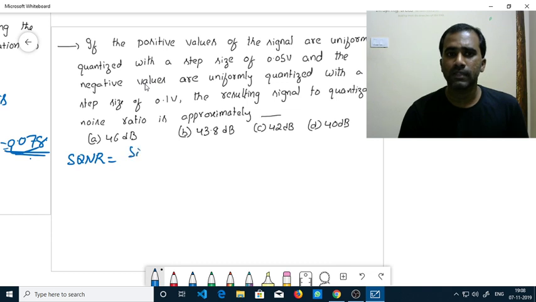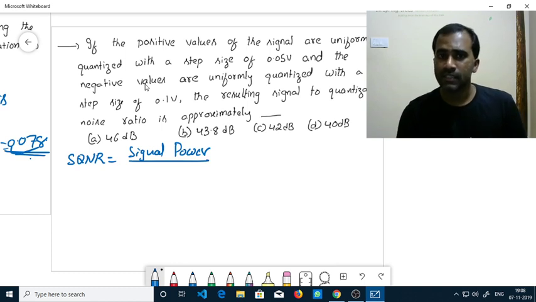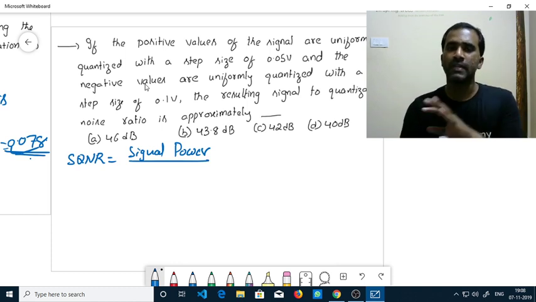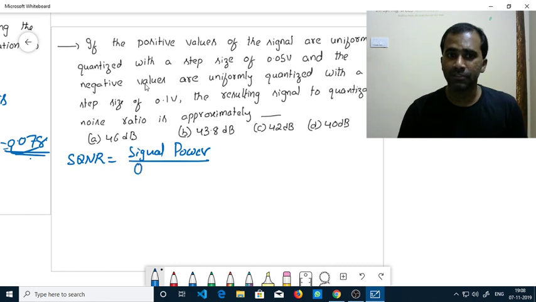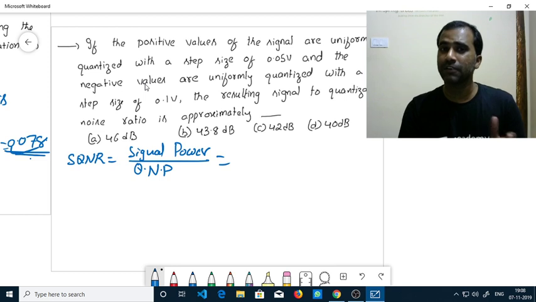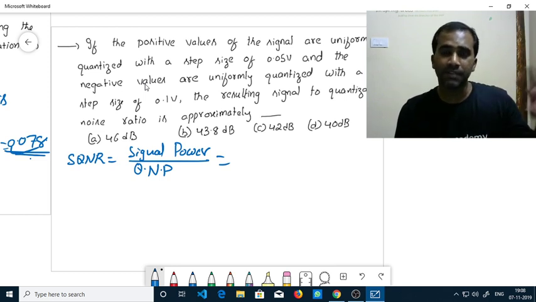So it is equal to signal power divided by quantization noise power. This is the basic, right? Since the question is a little different, since they are taking different step sizes for positive voltages and negative voltages, whenever they give you a different question, you have to go with the basics, the basic derivation only. You cannot use any formula here, because the question is different from the conditions under which we derived the formula. That's why we have to go with the basics.